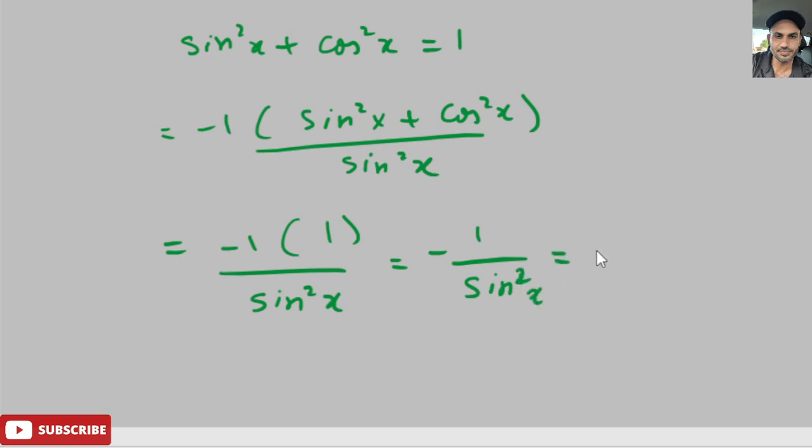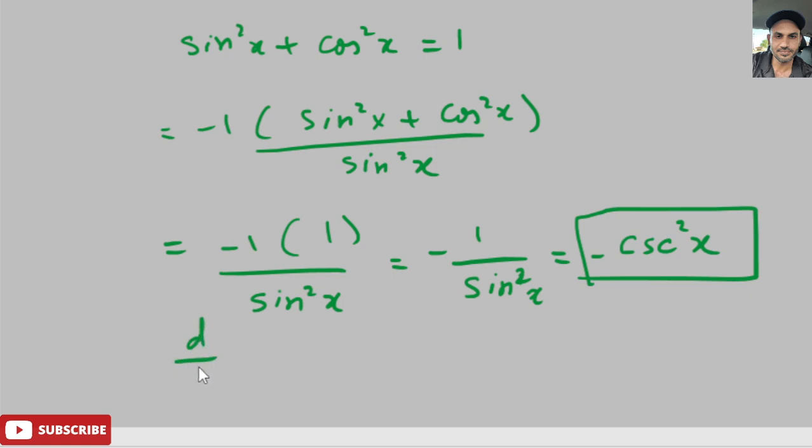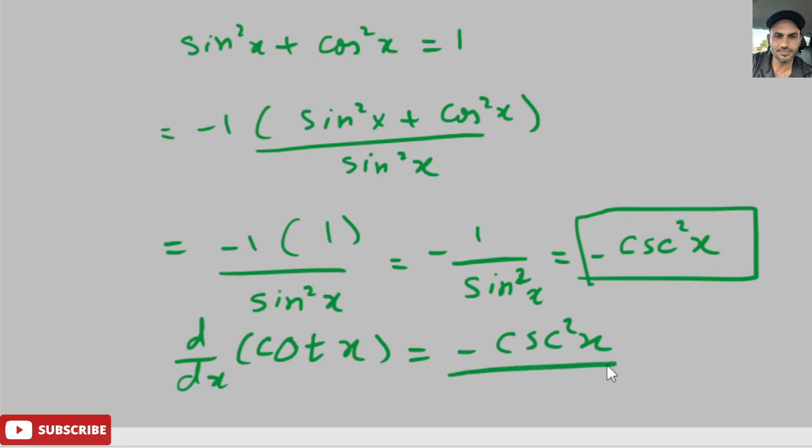So this is equal to negative cosecant squared x. Okay. So the derivative of cotangent of x equals negative cosecant squared x. So this is our final answer. So hopefully this helps.